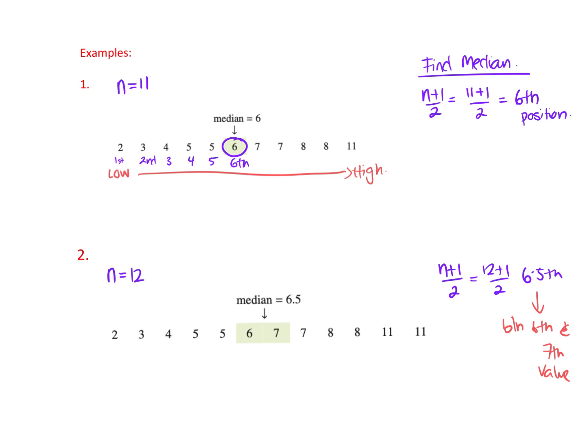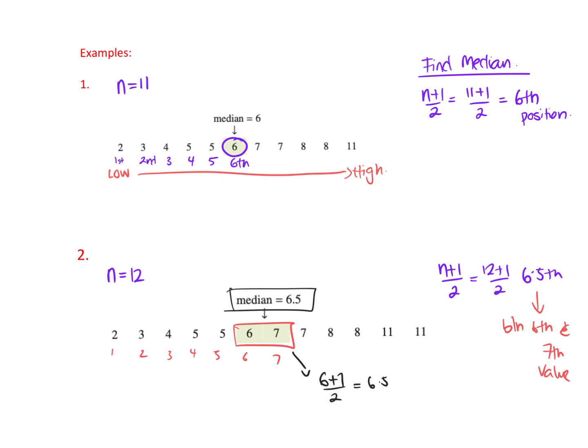Okay, so if you count through the data, 1, 2, 3, 4, 5, 6, 7. So these are the 6th and 7th. So the number in between those. The way you can find that is 6 plus 7 divided by 2. So you add those two together and divide, and that's why they said the median was 6.5.